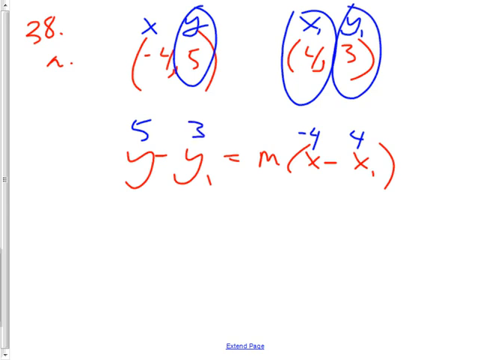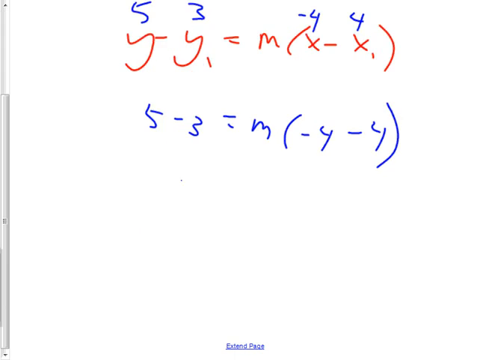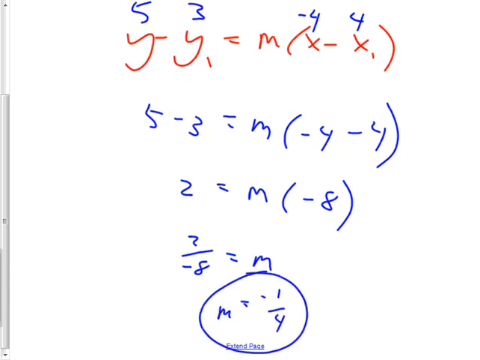Now I've plugged everything in. 5 minus 3 equals m times negative 4 minus 4. And now I can solve for m, and I'll know my slope. So 5 minus 3 is 2 equals m times negative 8. And I divide by negative 8, so it's 2 divided by negative 8, which is also known as negative 1/4. I just found my slope.